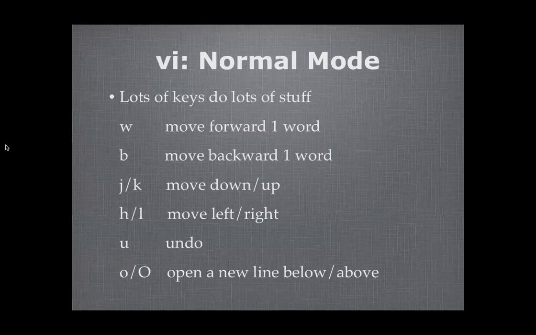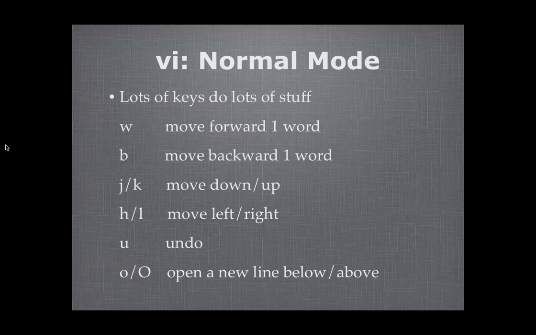So just a couple words about what normal mode is for. I said normal mode was like a do-stuff mode. So you can use normal mode to move through your document. You can type W to move forward a word, B to move backwards one word, J and K move the cursor down and up, H and L move it left and right.